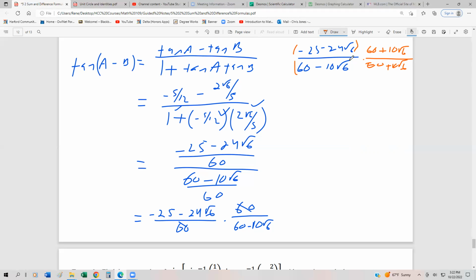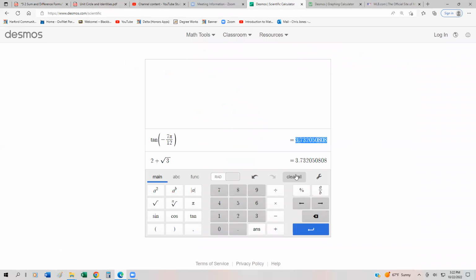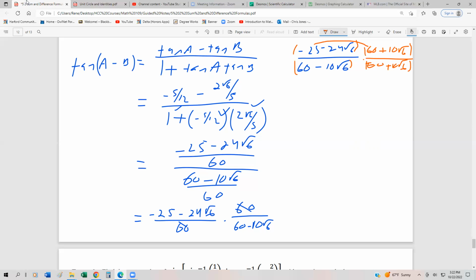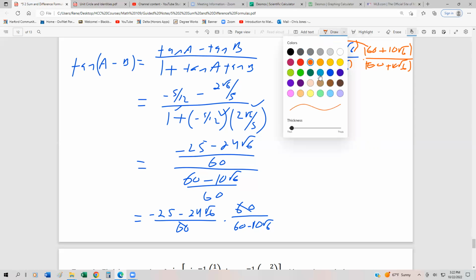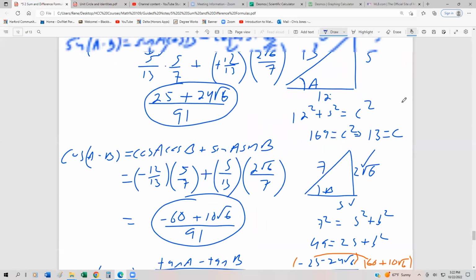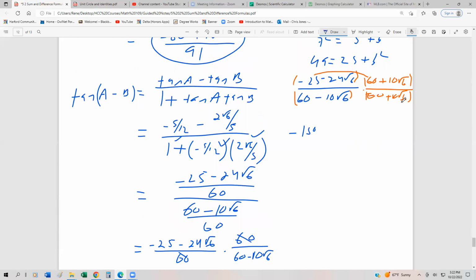So we're going to multiply quantity by quantity. Negative 25 times 60. That's going to work out to be, I think, negative 1500, but let's verify that. Negative 25 times 60, that's negative 1500. And then negative 25 times 10 is going to be negative 250 roots of 6.